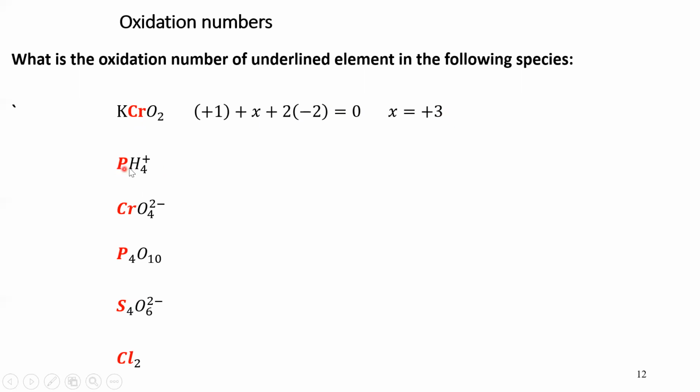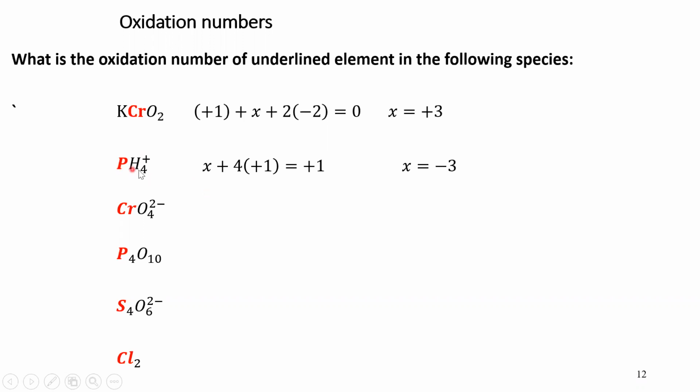We've got PH4+. All right, now we don't know P. Phosphorus is one of those, again, that has multiple oxidation numbers. Hydrogen can be +1 or -1. Since it's with a non-metal, it's going to be +1. There are 4 of them. But the sum of the oxidation numbers here is going to be +1, the charge on the ion. So we'd have our algebra.